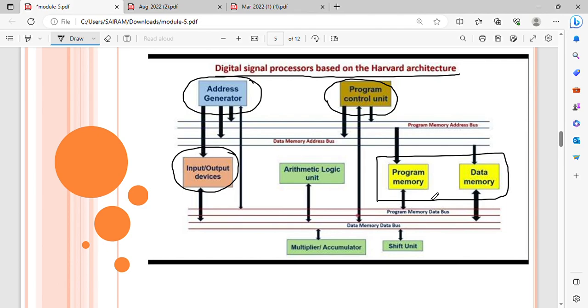So that is like decoding. It will decode the instruction and execute. After executing, it will be stored back into the memory, right? This is the process it does.